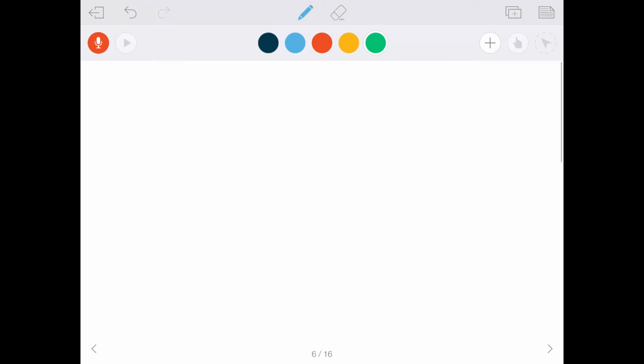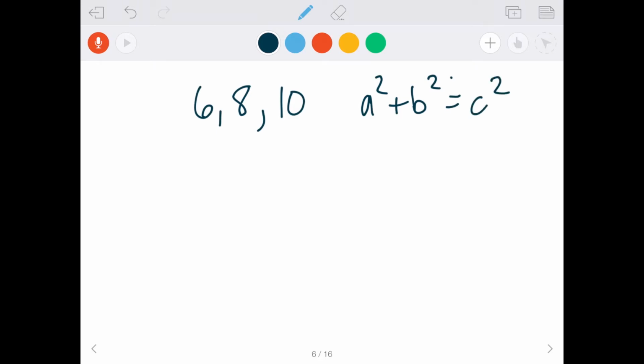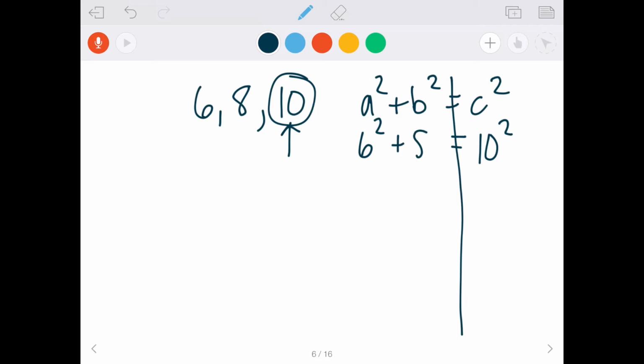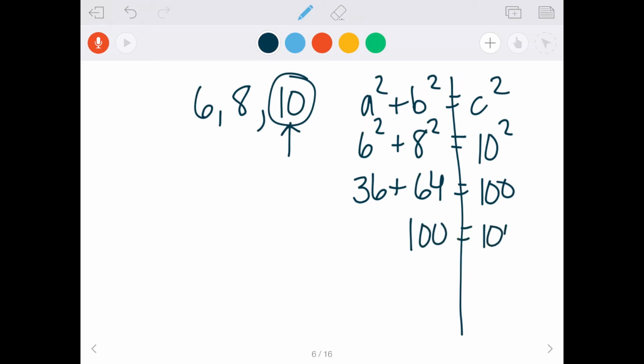Sometimes they won't give you a picture, they'll just give you numbers. Like if I say 6, 8, 10, is this a right triangle? Well, you would have to substitute the numbers and do the math and see. And this is where it comes in handy to know that the hypotenuse is the longest. Whichever number is the biggest is the one that has to go for C. Do the math. If it works out the same, your answer is yes, this is a right triangle.